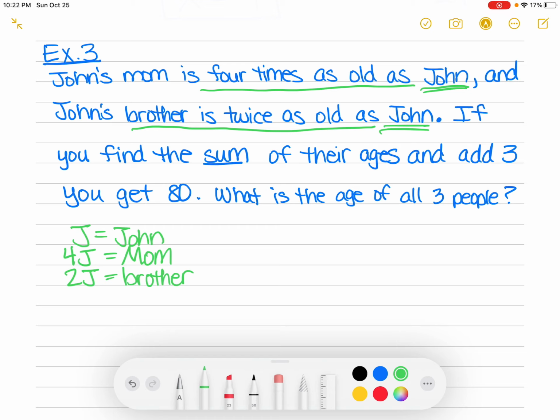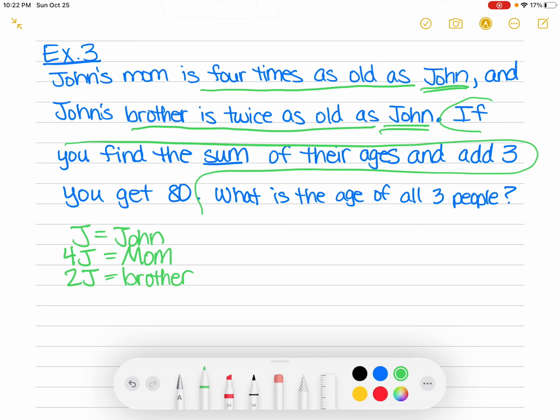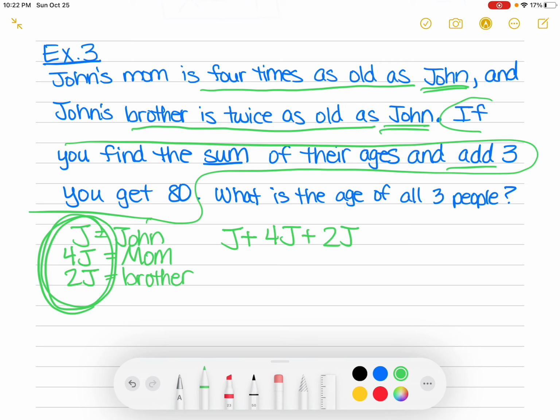So how do I make an actual equation? Well, now that's where I'm going to read this part right here. If you find the sum of the ages and add 3, you get 80. So how do I find sum? I add up all their ages. And here are all their ages. So I'm going to add those up. J plus 4J plus 2J. And I have to also, remember this right here, add 3. So I'm going to add 3. And it says you're going to get 80 from doing all that.